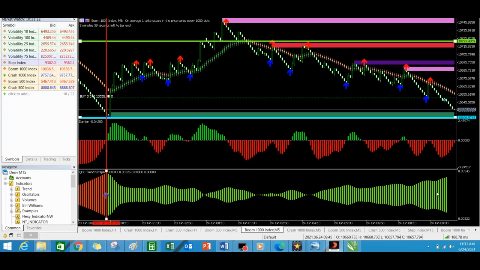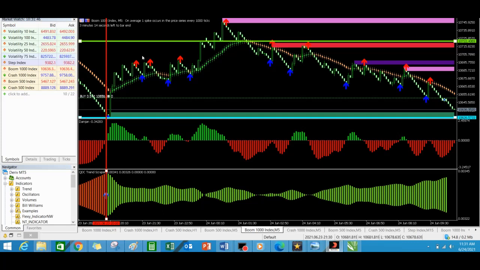Okay, so set your chart up to 5-minute time frame, have it on your boom and crash assets. Then make sure your account is on demo, because you are practicing right now. In order to perfect your skill, you need to do that for you to trade successfully on your real account. So make sure your chart is on 5-minute time frame.